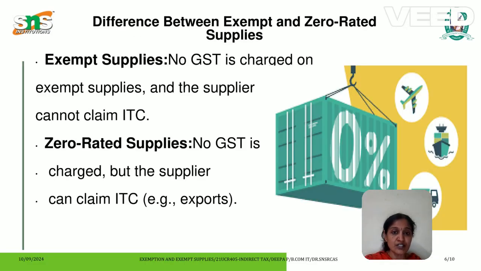The next one is the difference between exempt and zero rated supplies. Exempt supplies: no GST is charged on exempt supplies and the supplier cannot claim ITC. Zero rated supplies: no GST is charged but the supplier can claim input tax credit. For example, in case of exports.